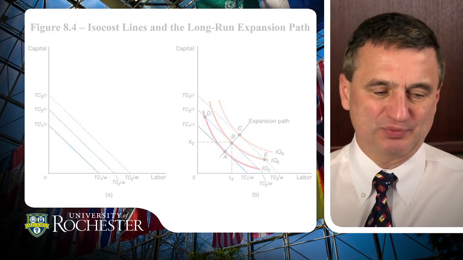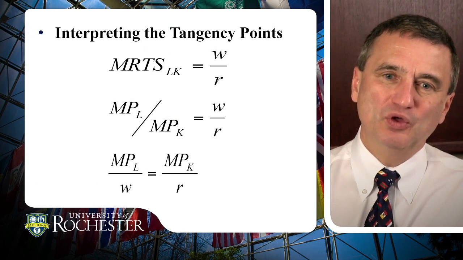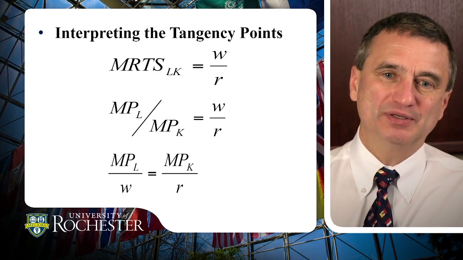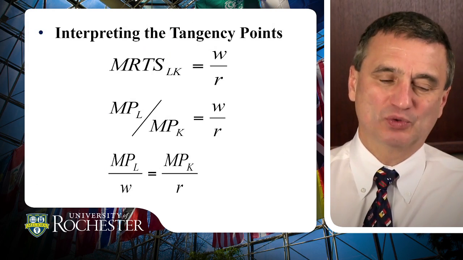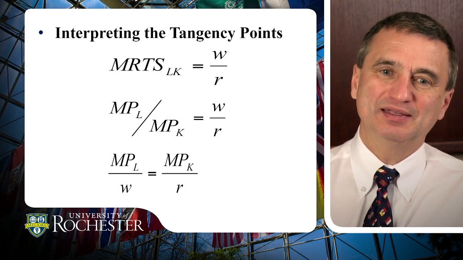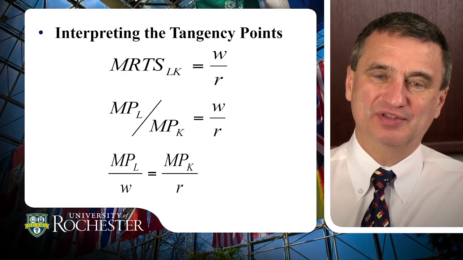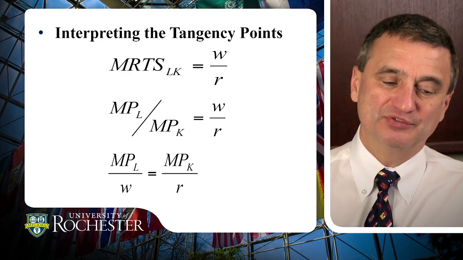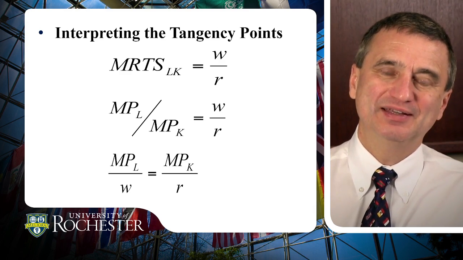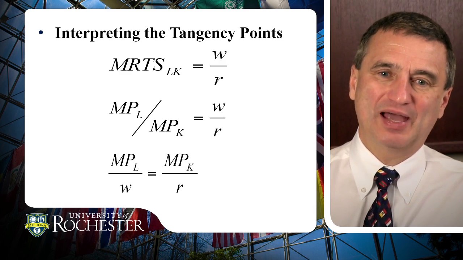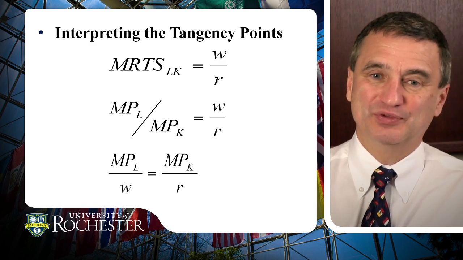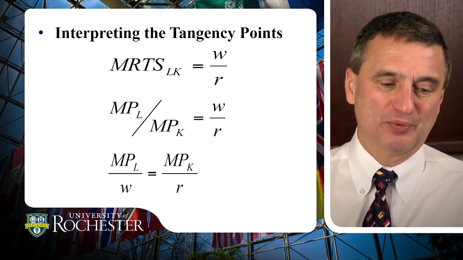And let's turn to the next page. The slope of the isoquant, as we saw last week, is the marginal rate of technical substitution. It tells you the rate at which you have to give up capital in exchange for labor and keep output the same. The slope of the isocost line is the price of the input on the horizontal axis over the price of the input on the vertical axis. So in the simple case, it's the wage rate over the rental rate of capital.